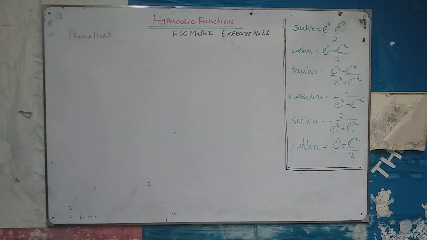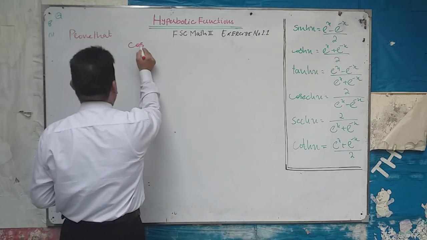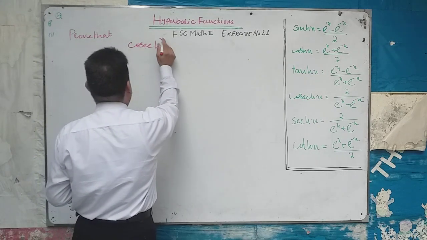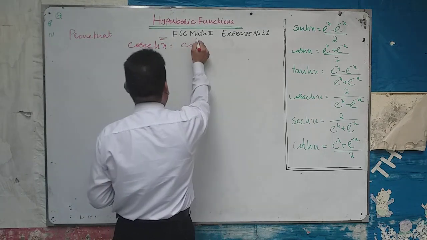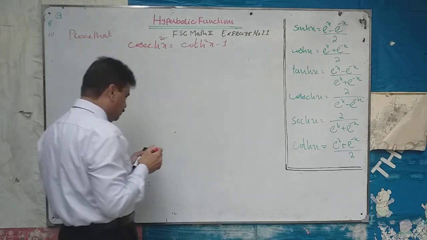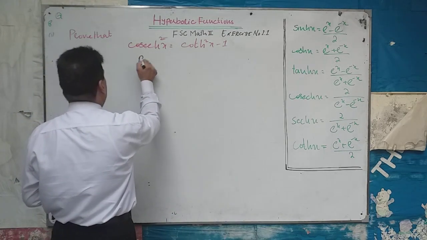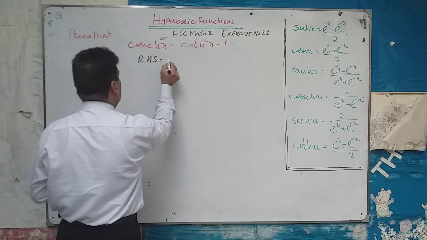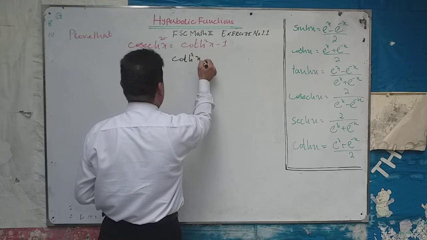Cosecant hyperbolic square x will be equal to cot hyperbolic square x minus 1. To prove this, we write its right hand side. Cot hyperbolic square x minus 1.